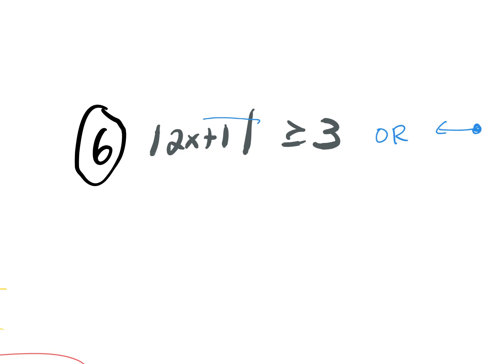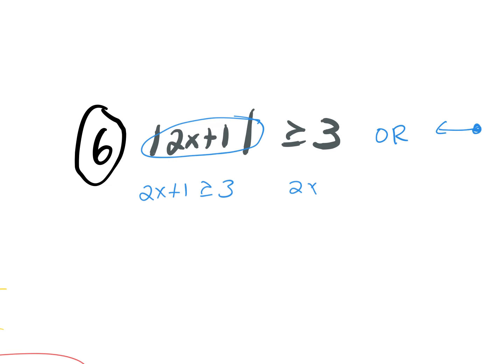Now I look to see, is my absolute value by itself? Yep. So I rewrite this as 2x plus 1 is greater than or equal to 3. What's my second inequality look like? What's the second inequality say?